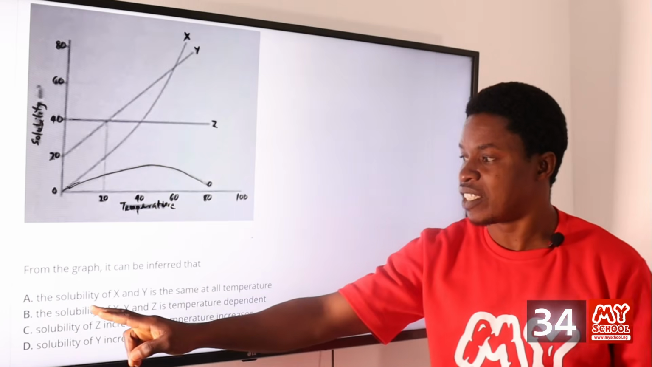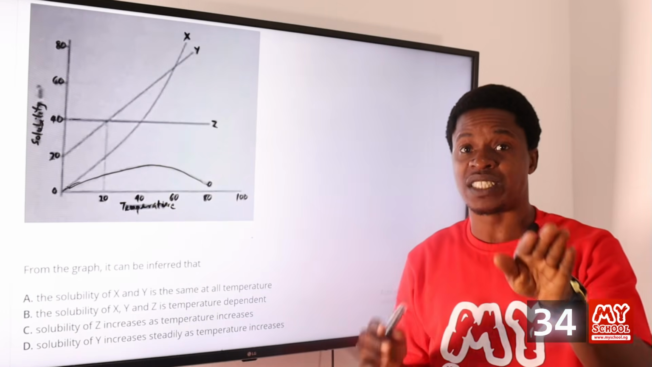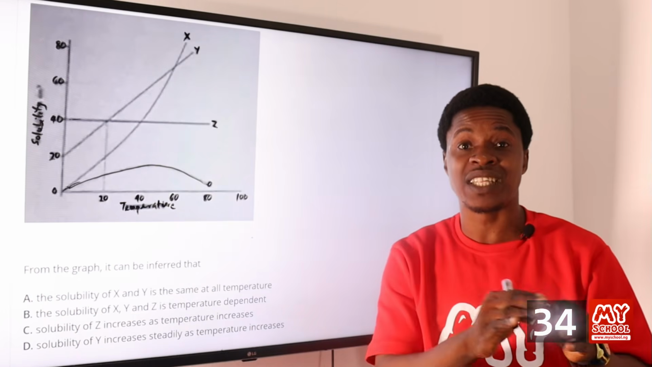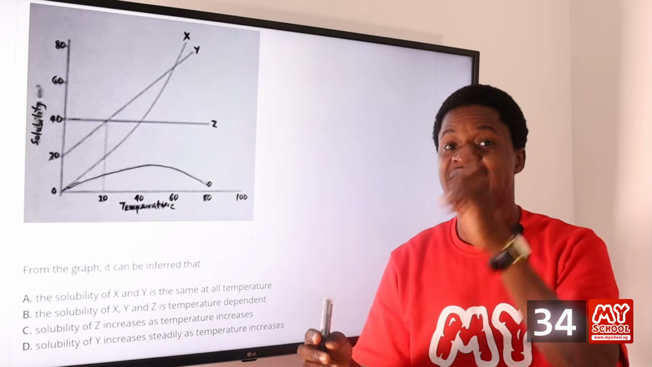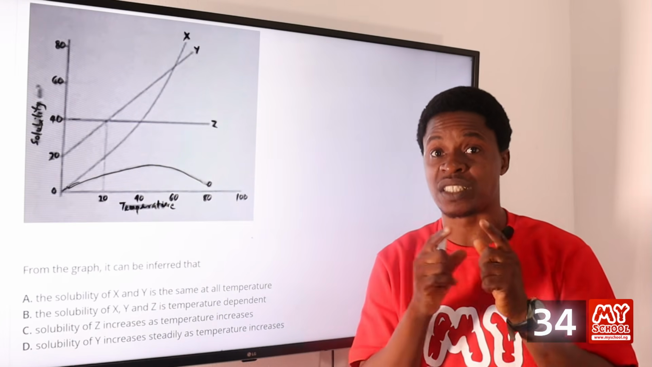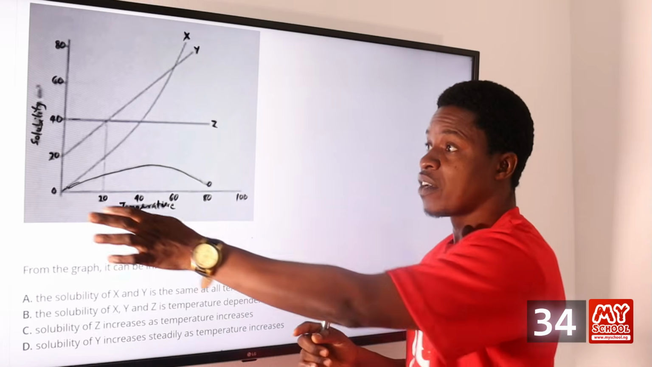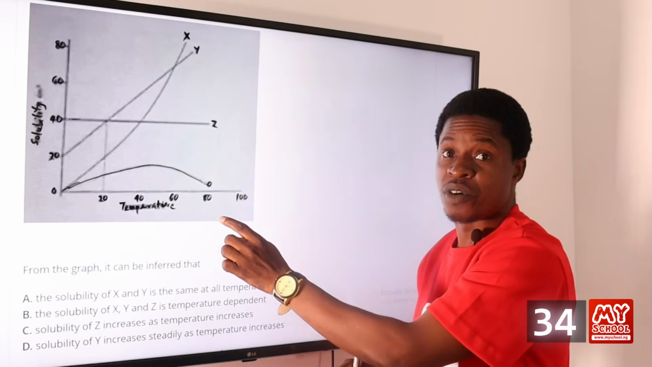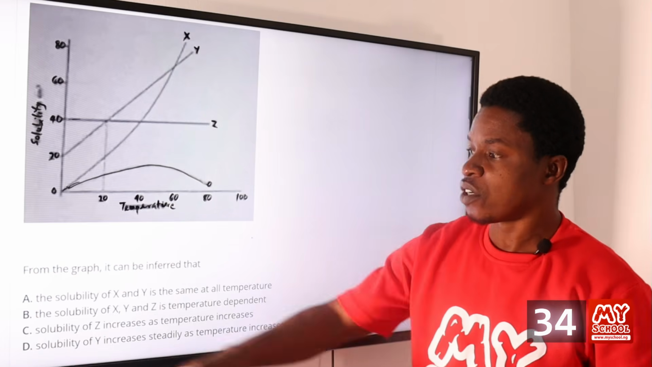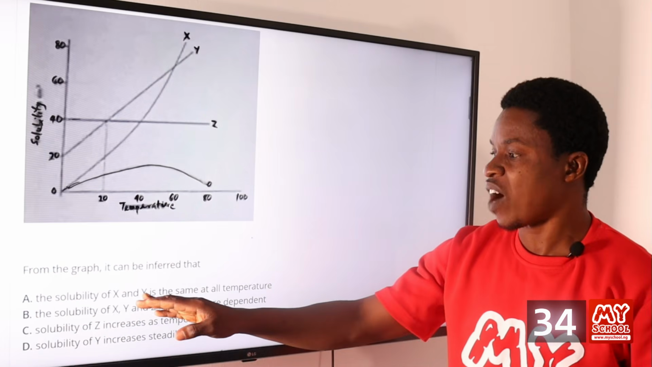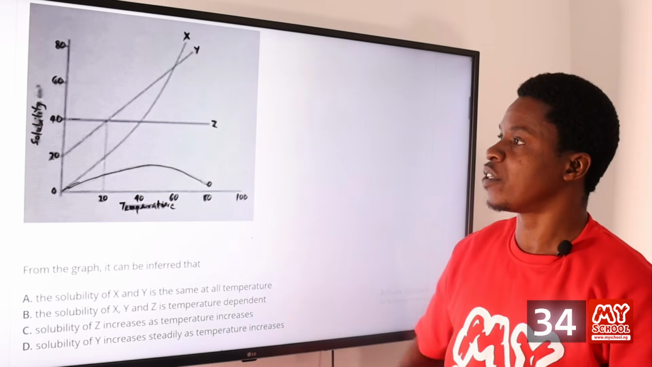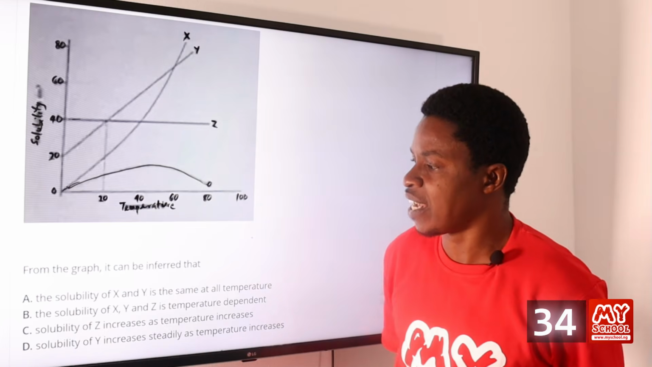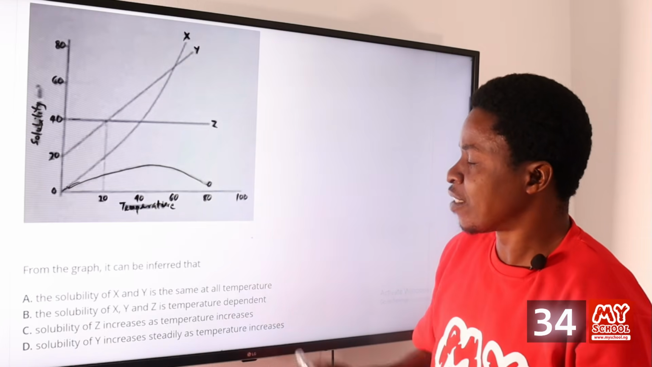Option A says the solubility of X. Remember that solubility has to do with the amount of solute that dissolves in a solvent at a particular temperature. So it is temperature dependent. That's why we have solubility here and then temperature here. Now, the first option says the solubility of X and Y is the same at all temperatures. So let's look at that.